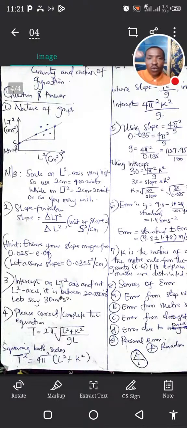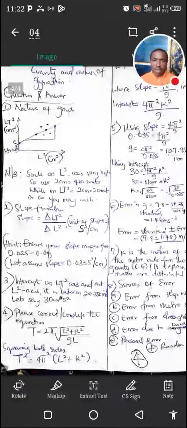Then on the LT square axis, you can have a scale of 2 cm to 20 units, or 2 cm to 15 units, or 2 cm to 30 units, as the case may be, depending on how you want to enlarge your work, or the best you feel you want to give it. Okay, so that is it. If you have any issue there, please reach me in our WhatsApp group for more explanation on that area.